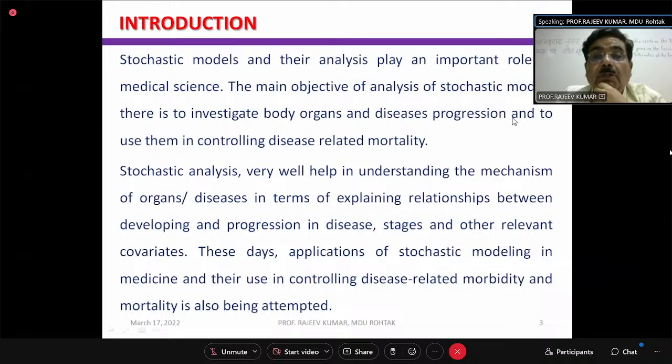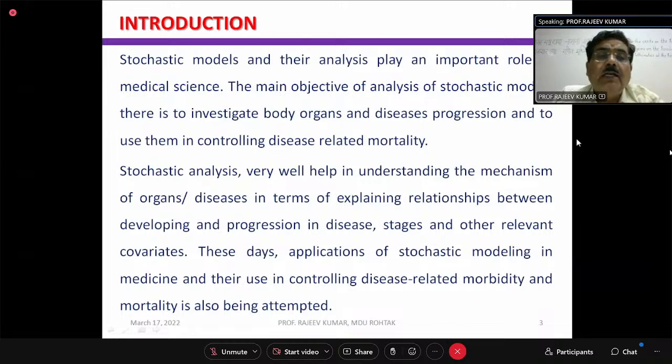Thank you. You see, stochastic models play a vital role in medical sciences. They have a lot of applications. Here the objective is, as I emphasized in my initial talk, that before developing the model, you should be clear about the objective of the model. Why are you constructing the model for that particular system or situation?